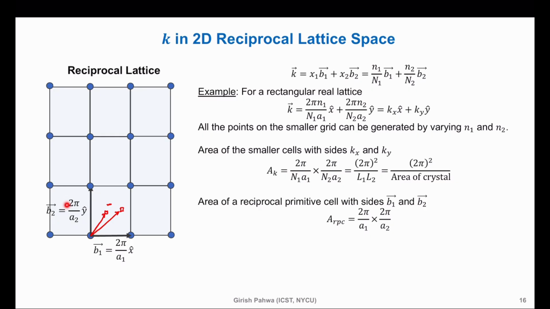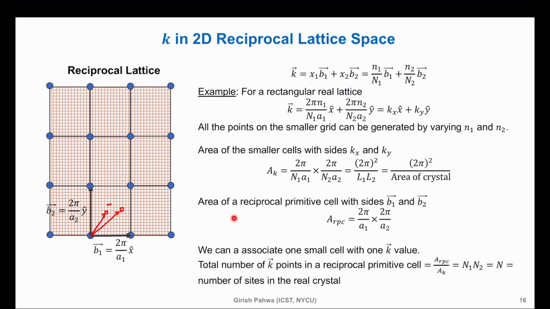So how many k points will be there? Total k points will be the bigger area divided by the smaller area. That will give you the number of squares in this bigger rectangle. So that will be this divided by this, and if you calculate it, that will come out to be N1 into N2. Okay, what is N1 into N2? The total number of lattice points or total number of atoms in the real lattice.